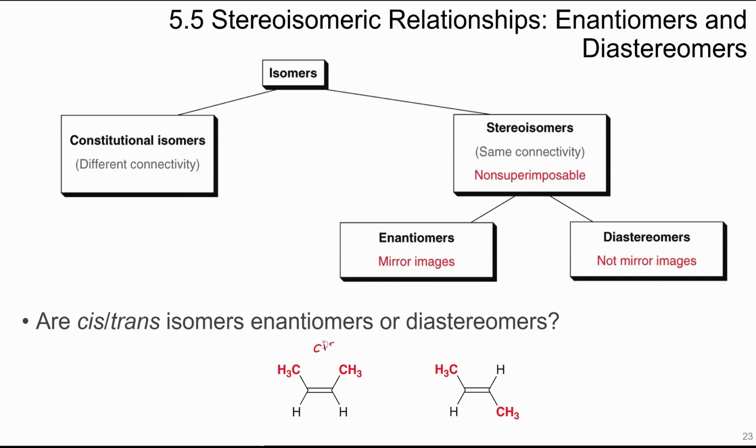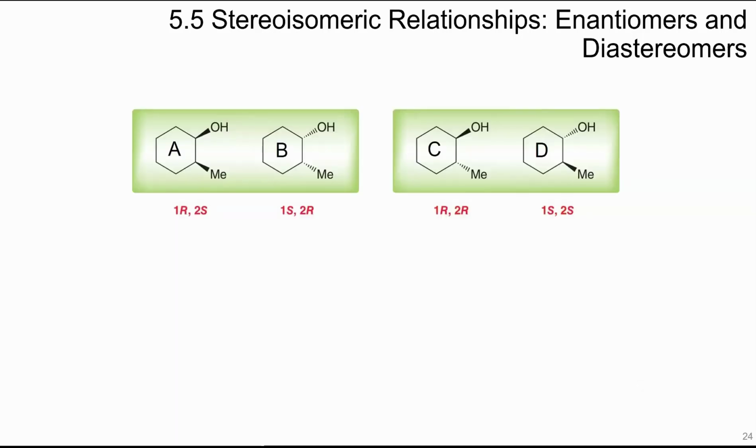This is a cis double bond. This is trans. Are these enantiomers or diastereomers? Well, these ones happen to fall into the diastereomer category. How do you figure that out? If we look at A and B here, this pair is a pair of enantiomers because they're mirror images of each other. And these are a pair of enantiomers.